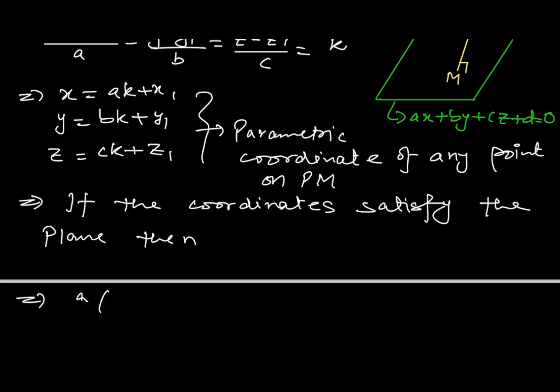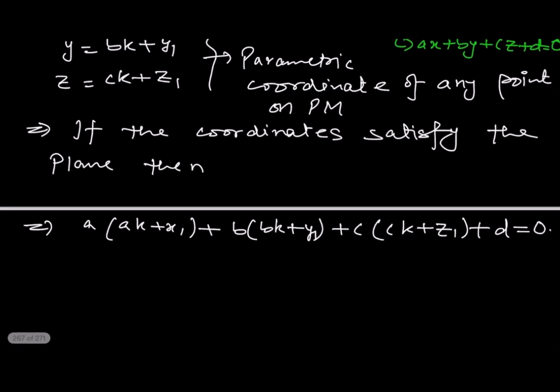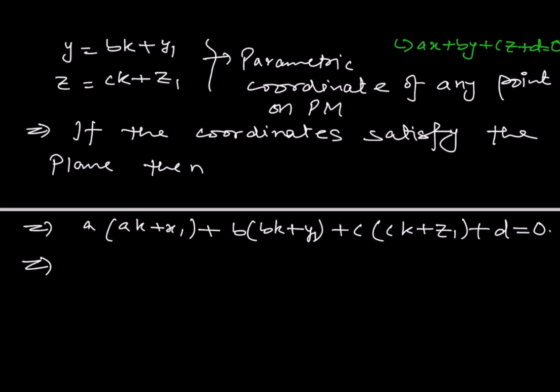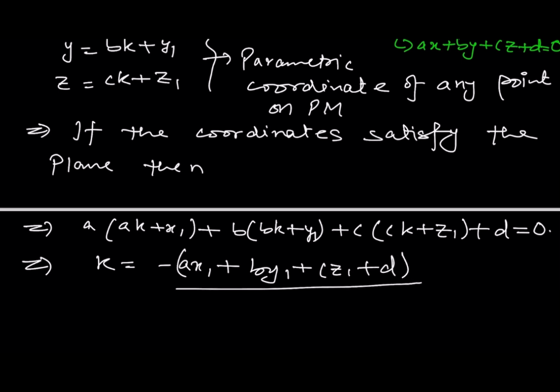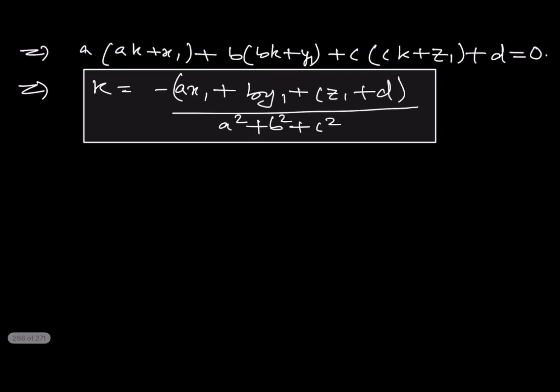So this is a times (ak plus x1) plus b times (bk plus y1) plus c times (ck plus z1) plus d is equal to 0, or a square k plus ax1 plus b square k plus by1 plus c square k plus cz1 plus d is equal to 0, or k is equal to minus (ax1 plus by1 plus cz1 plus d) upon (a square plus b square plus c square), right? So this is k.